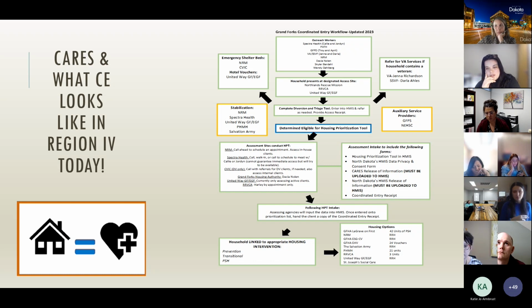And every community is going to look a little bit different because you'll have different resources. Your homeless population is going to look a little bit different. So it's probably not going to look exactly like this workflow, but the access site into the diversion and triage, into the HPT, into your housing options is really kind of the skin and bones of the workflow.